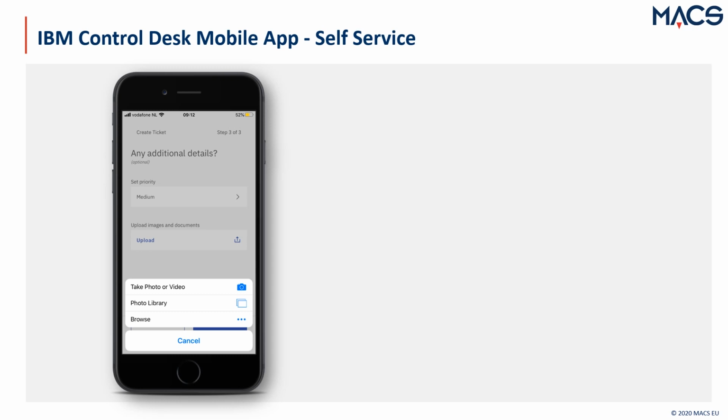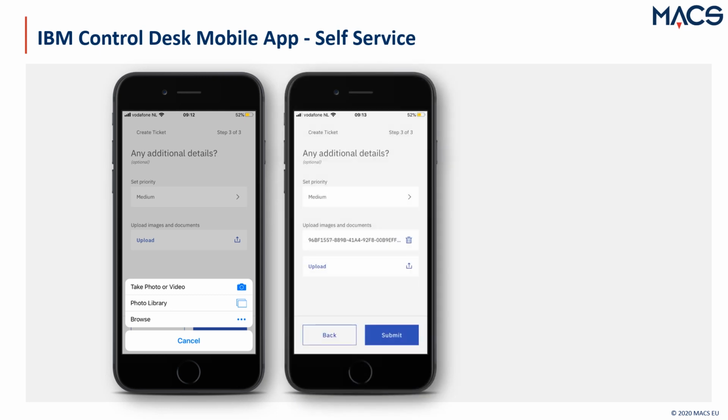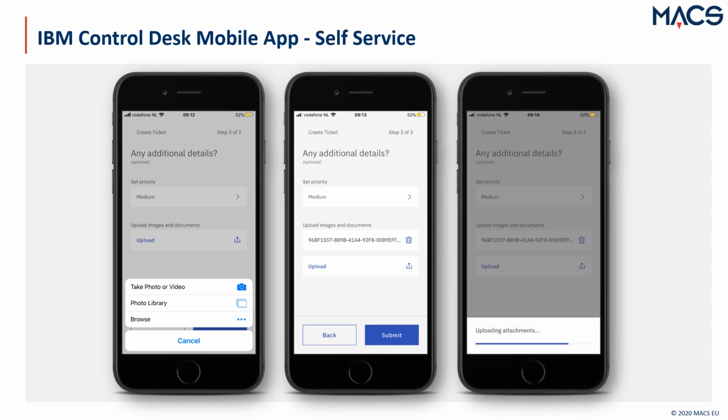So we can see here I can take the photo or the video directly, or I can search for it in my photo library, or I can browse for some other document. It just uses the functionality of the operating system of your mobile device, in this case iOS. When I have taken my photo and added it to my ticket, it will show here that it has been added, and then I can upload it by just clicking submit, and it will upload my attachments directly to my ticket.